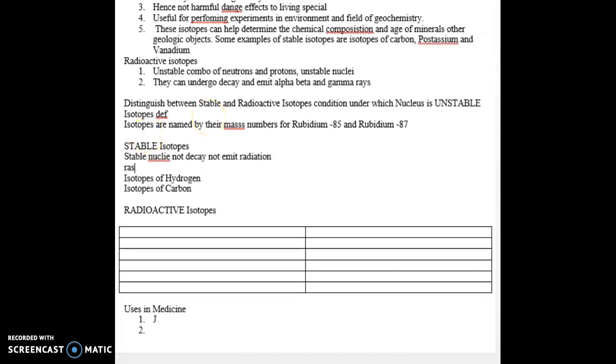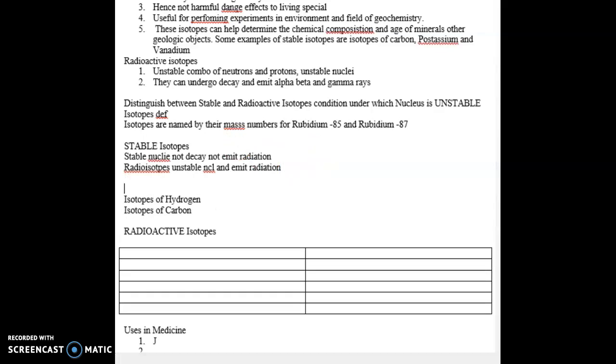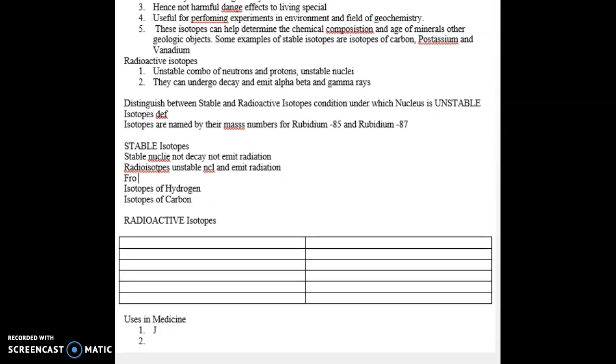Radioisotopes, like I said, are the ones that undergo decay, unstable nuclei, and emit radiation. For some elements, all their atoms are basically radioactive.